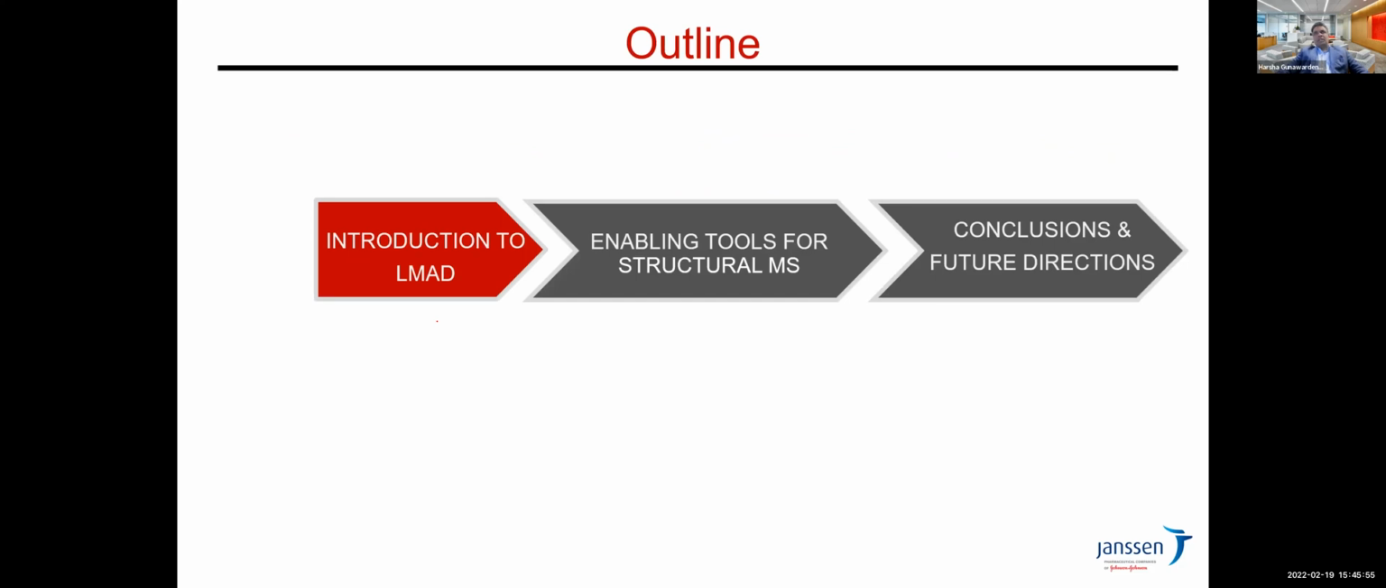Here is an outline of my talk. I will first give a brief introduction to my group's role in large molecule early development. Next, I will describe several different tools and techniques we call structural mass spectrometry that have enabled us to understand antibodies that have a propensity to aggregate. Finally, I will conclude my talk by summarizing our findings and give you a peek into our future.